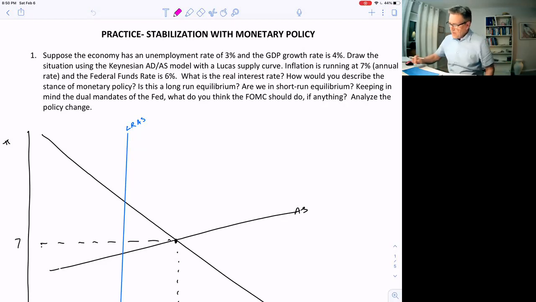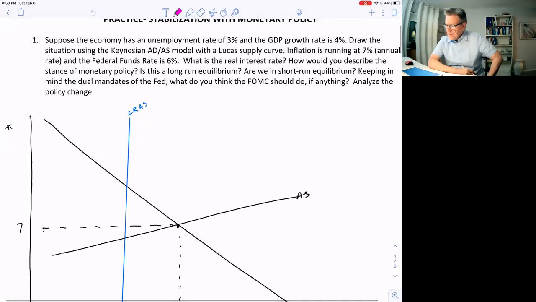In this video, what I want to do is go over the practice handout on stabilization with monetary policy. So this first question, the economy is at an unemployment rate of 3%. So that's very low. That's much greater than full employment. We're out beyond the PPF. GDP growth rate is 4%. That's a very good growth rate. Remember, normal growth rate is 3%. So 4% means the economy is growing very well.